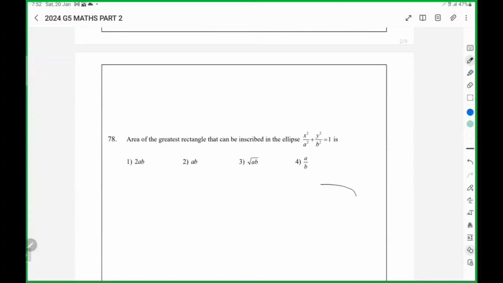Here, area of the greatest rectangle inscribed in ellipse.